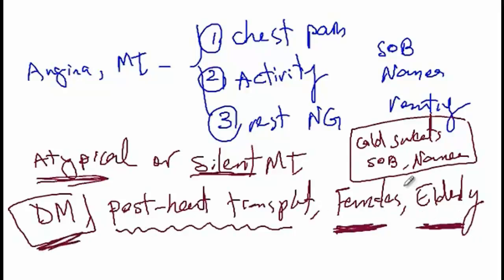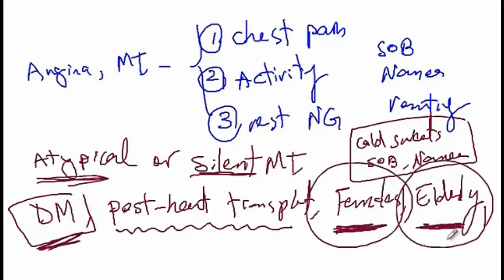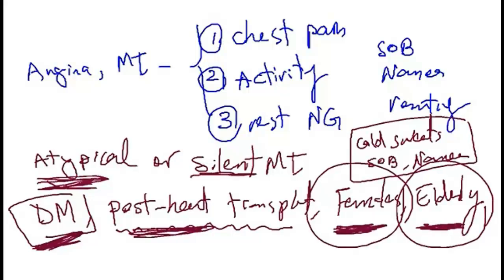So therefore, there has been also an association with being female and being an old person to present with an atypical angina. So just keep that in mind. Diabetes mellitus, post-heart transplant patients, female and elderly, are at increased risk of presenting with atypical angina, and thus you should have a high suspicion index for diagnosing angina in these patients.